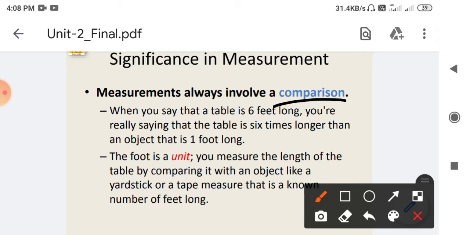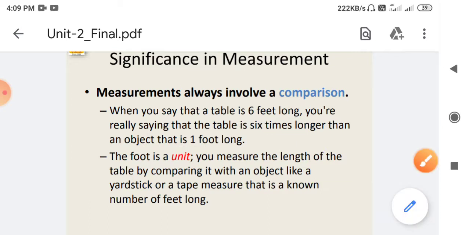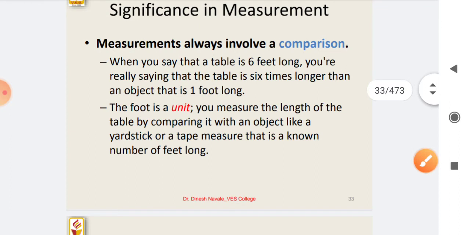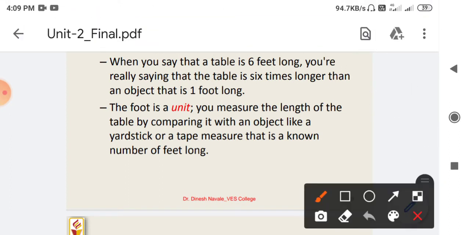When you see that the table is 6 feet long, we are really saying that the table is 6 times longer than an object which is 1 foot long. These measurements are quite significant if we compare the two results. Initially we have a certain unit, the foot unit, so you measure the length of the table by comparing it with 6 times our base unit, that is 1 foot.